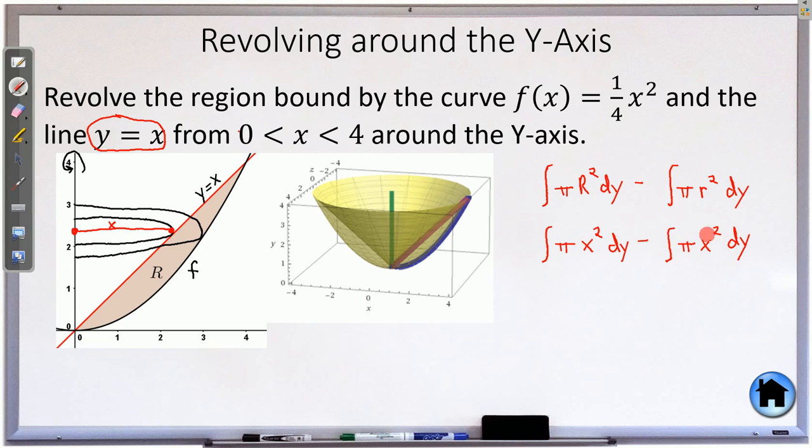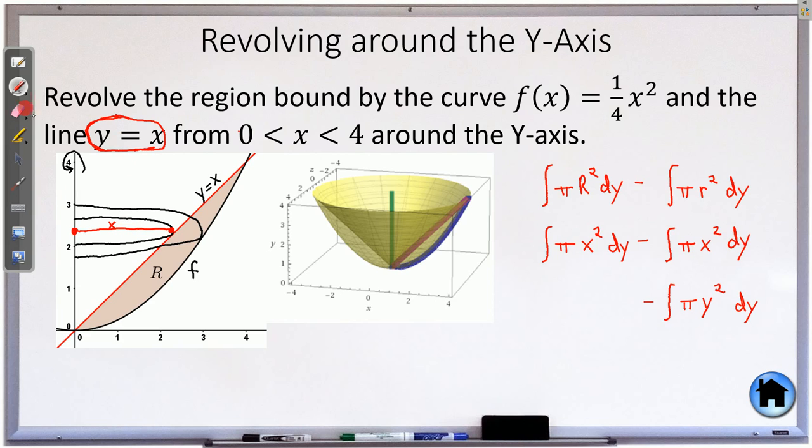The small x comes from this equation. Well, this will be nice and easy because x is the same thing as y. So I can change that integral to be pi y squared dy. Just plug in y for x because they're equal.